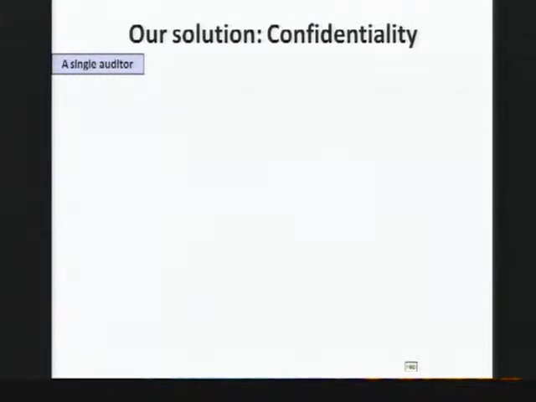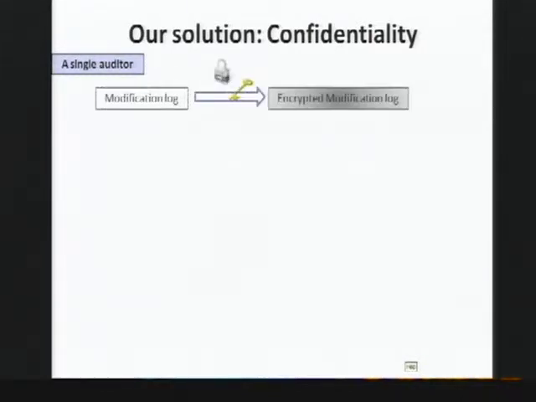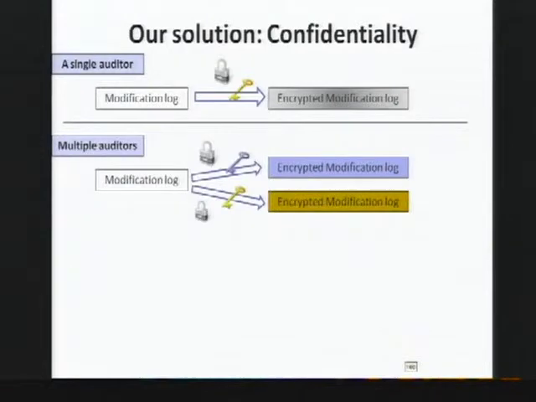If there was a single auditor, then the solution would be straightforward. We'll just take the modification log and encrypt it with the auditor's key, and we have this encrypted modification log. We include it in the provenance entry. So later the auditor can come in and use his key to decrypt this and see what happened there. But now we're talking about multiple auditors. So we can use an extension of the same idea. We can take the modification log, make multiple copies, and encrypt each copy with a key of a trusted auditor. And then we end up with these multiple encrypted modification logs. We include all of this in the provenance entry. So each trusted auditor who can decrypt one of these logs can see what happened.